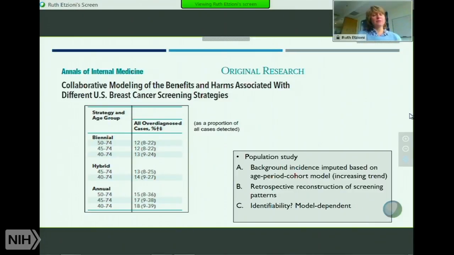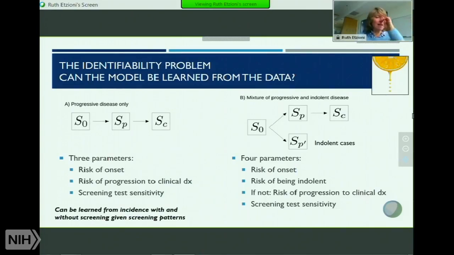There are 6 different models in this study. And so the results here are, I think, the median and the range of overdiagnosis across the models as a proportion of all cases detected for different screening policies. And so one has to look across 6 models to know whether that underlying natural history is really estimable from the data. So I'll spend a couple of slides just talking about this problem. Can the model be learned from the data?